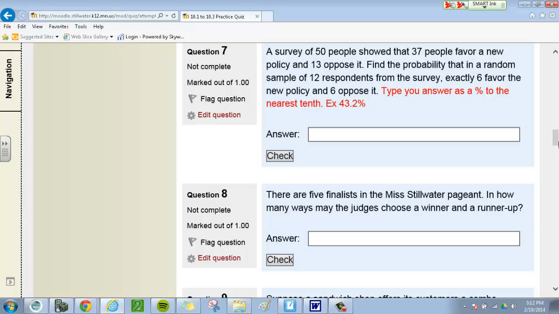Let's just organize our thoughts. These people that favor it, 37. Circle that. We have 37 people who favor it, and we are choosing 6 out of our group of 12. And there are 13 that oppose it. Let's do that in green. That's got to be green, doesn't it? From that, we're choosing 6 that oppose it. And altogether we chose 12 respondents out of the 50. There we go. So those are the groupings we're going to use here.